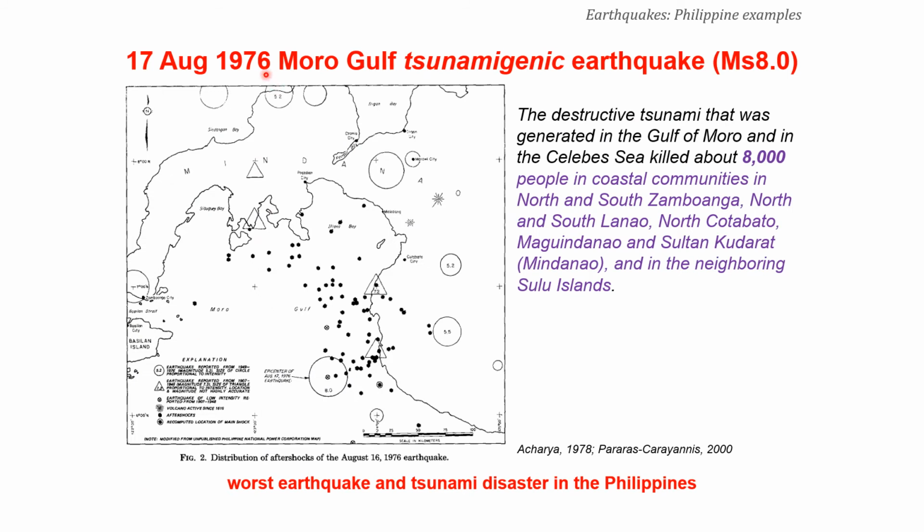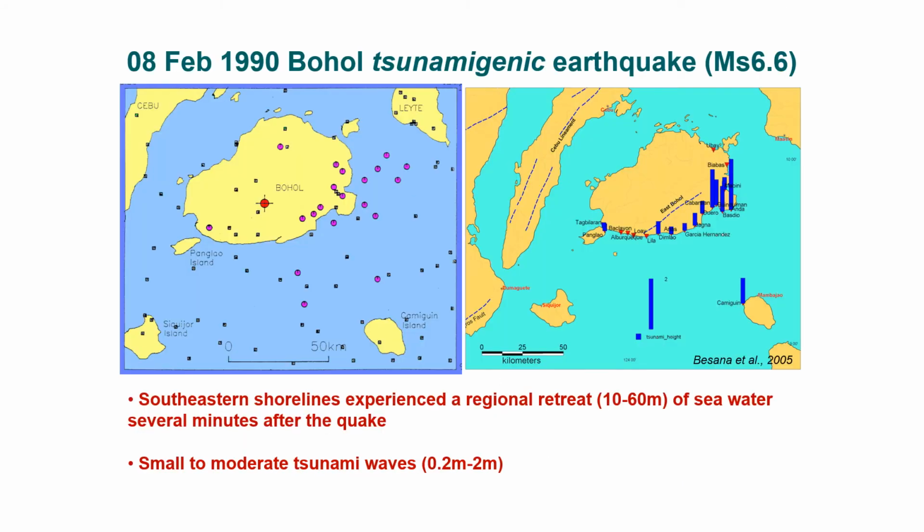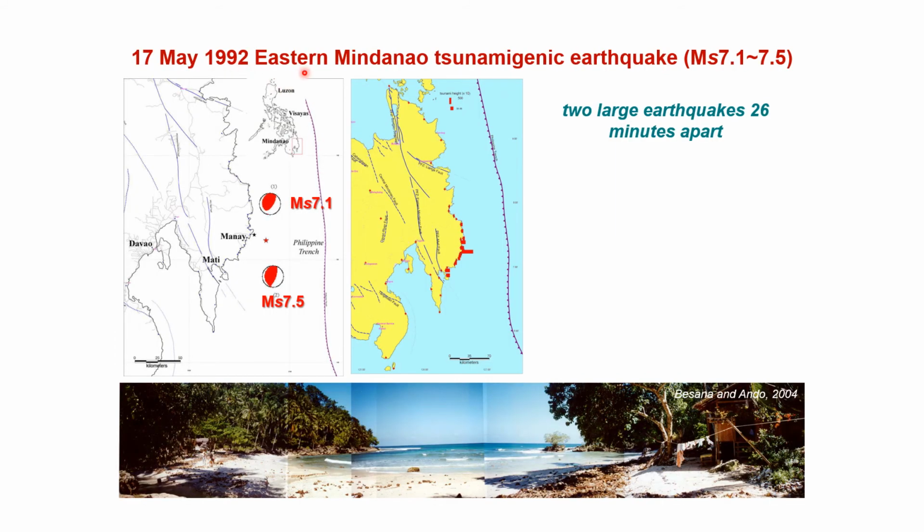This one is the 1976 Moro Gulf earthquake, and it is a highly destructive earthquake na nagkaroon ng tsunami generated in the Gulf of Moro in Celebes, and it killed about 8,000 people in these areas over here. So this is one of the worst earthquake and tsunami disasters in the Philippines. There's also the 1980 Bohol earthquake, which is also a tsunami-genic earthquake, and the 1992 Eastern Mindanao tsunami-genic earthquake as well. So this portion here is a cove wherein in this area they were able to experience a 6-meter high tsunami.